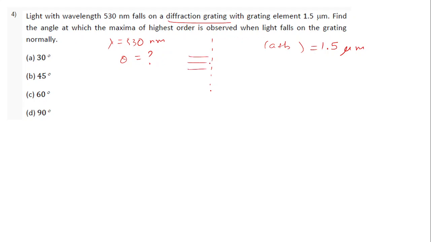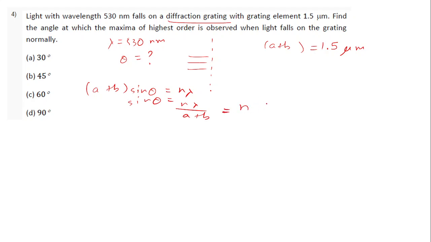So when light is falling normally, you have to find the angle at which the maxima of highest order is observed. First we'll see what is the maximum order possible when lambda is 530 nanometer and the grating element is 1.5 micrometer. Then we'll see for which angle we'll obtain that highest order maxima. First, again, starting with the condition for maxima: (a plus b) sin theta is equal to n lambda. From this, sin theta will be n lambda divided by (a plus b).